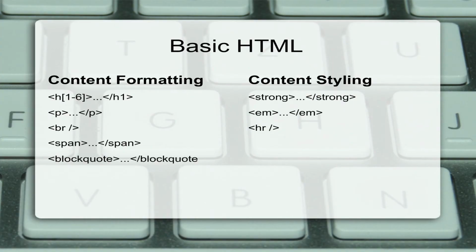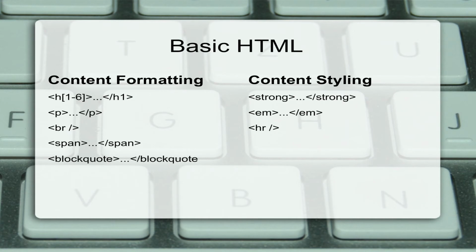In terms of the styling aspects, these have changed a little bit over the years. Strong is essentially bold. It used to be a simple B tag in older versions of HTML, but strong has now replaced the B tag in newer versions of HTML. The EM is emphasis. That basically italicizes the text that's wrapped within it. That used to be simply an I tag, just I within the brackets.